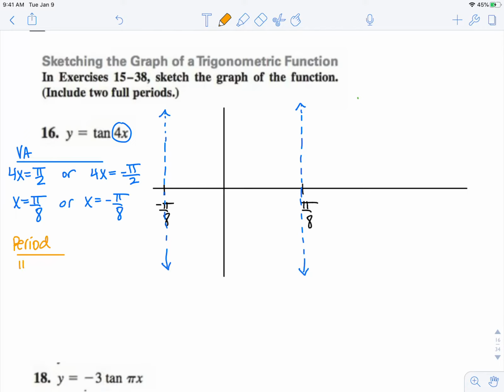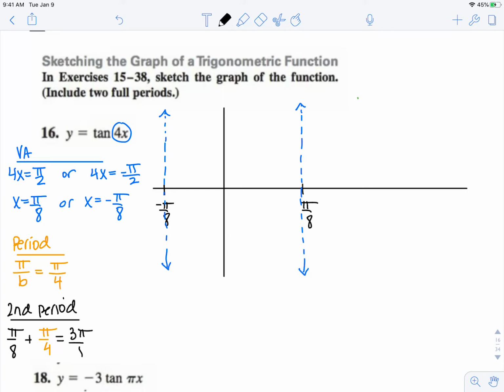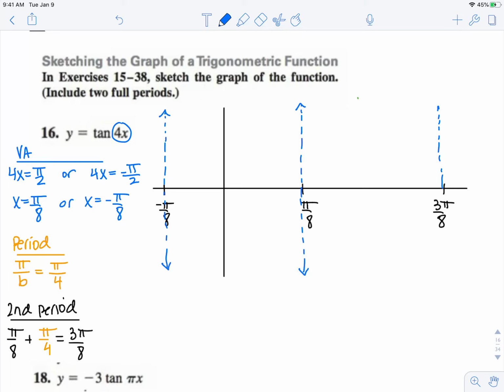Now, our period for tangent is pi over b. And in this instance, it's going to be pi over 4. So that means the distance between each asymptote is pi over 4. So the end of my second period is going to be pi over 8 plus pi over 4, my period, which gives me 3 pi over 8. So I know here at 3 pi over 8, I'll have another vertical asymptote. So always begin with your vertical asymptotes.